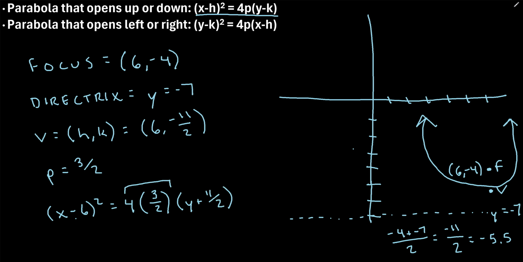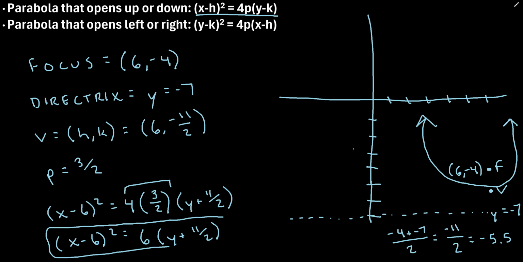So our final solution will be x minus 6 squared is equal to, if we multiply straight across, 4 times 3, that's 12. So we'll get 12 over 2, which is 6. So 6 times y plus 11 halves. And that will be our final answer. That is the equation of this parabola.